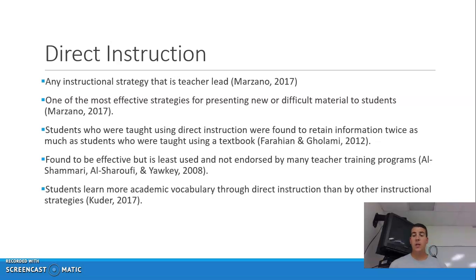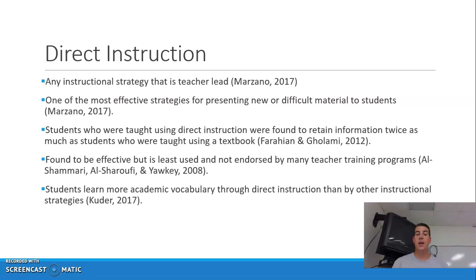Direct instruction. Direct instruction is any instructional strategy that is led by a teacher. When we talk about direct instruction, one of the things that always comes up is that it's lecture-based instruction, which is not necessarily true. It's also one of the most effective strategies for presenting new or difficult material to students, and generally starts with the teacher explaining to students what the topic is, and then they go into a guided practice so the teacher can clear up any mishaps that the students may have, and then leads into independent practice.